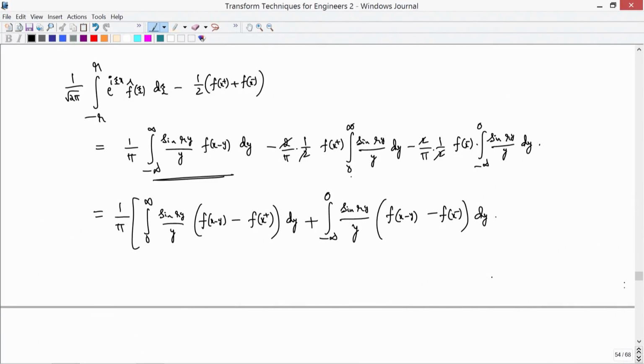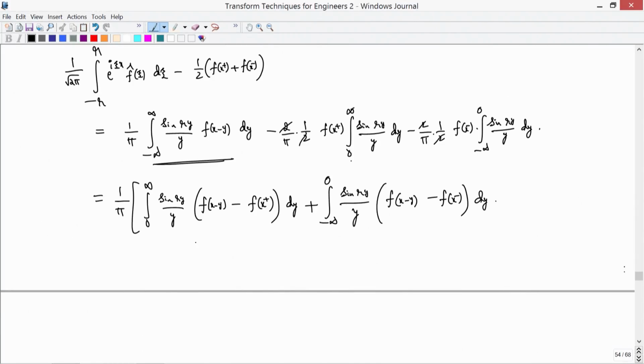What I will do is take this one. I will look at this integral, and we will try to estimate these integrals as r goes to infinity, to see what happens to these 2 integrals.